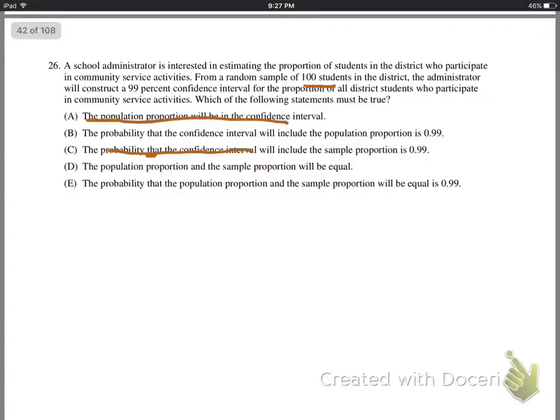The population proportions are equal. We don't know that for sure. And the probability the sample would be equal to. Okay, so why is the answer B? Remember, that's the thing about confidence intervals: after repeated sampling, 99% of the confidence intervals will contain the truth. So B is the answer.